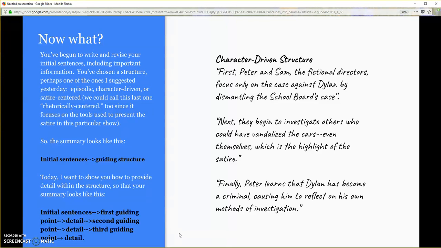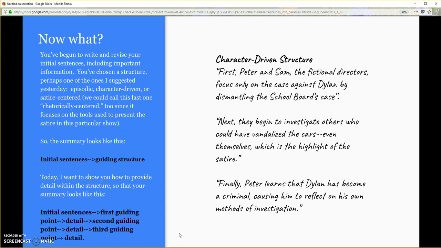here on the left-hand side, what I'm going to try to do today is show you how to structure your summary in such a way that you've got those power-packed initial sentences, your first guiding point, detail, your second guiding point, detail, your third guiding point, detail. And I think in a summary that needs to be as short as ours, you're probably only going to want 3 guiding details.